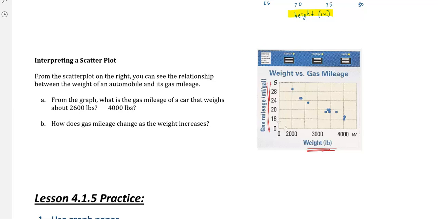From the graph, what's the gas mileage of a car that weighs about 2,600 pounds? Well, this would be 2,000 pounds here. Here's 3,000. Right in the middle is 2,500. So 2,600 would be probably right there. And what would be the gas mileage of this vehicle? Well, if we go over this way, that's 20, that's 24, so halfway is 22. We could probably assume that that's about 23 miles per gallon.